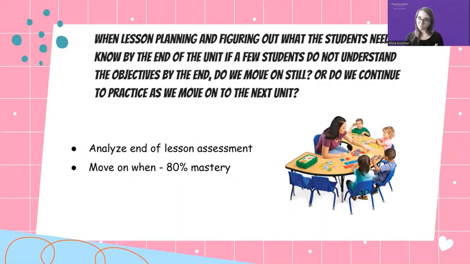Now, if it's the inverse and you have 2 students who have it and 80% of your class don't have it, don't move on. You need to teach this whole lesson again to the whole class because majority of your class didn't get it. They haven't met the lesson objective. And so they need it taught to them again.